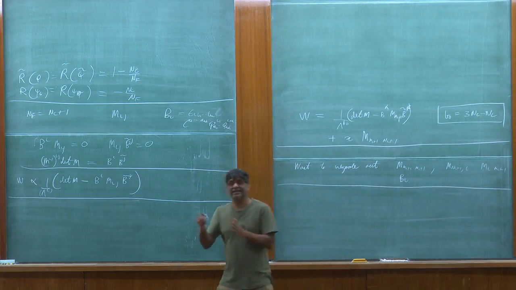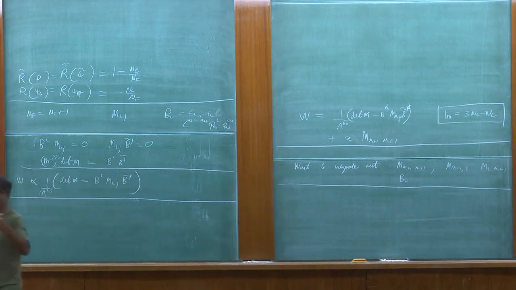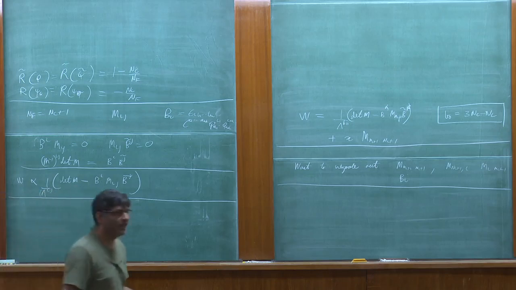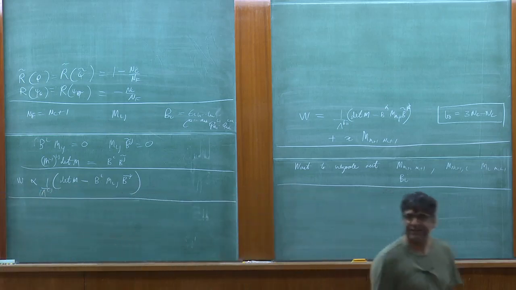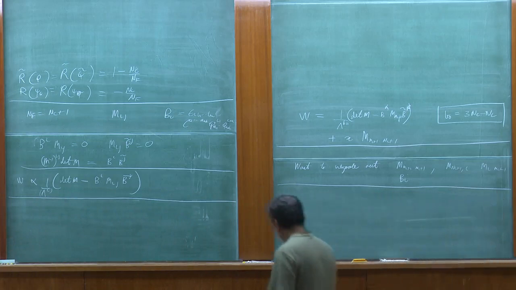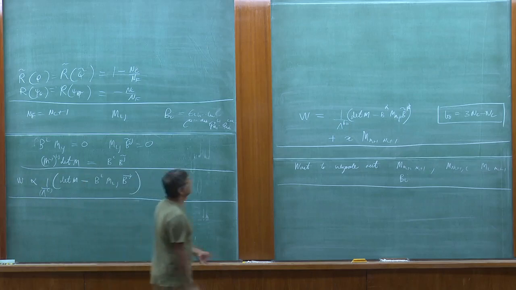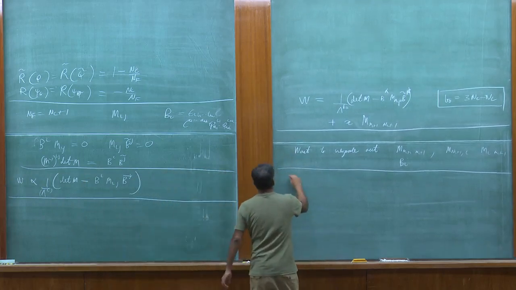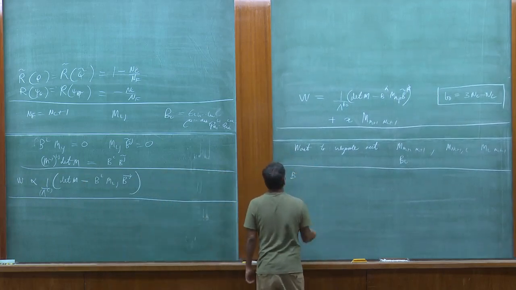I are the flavor indices going from 1 to Nc. What's the range of alpha? Alpha runs from 1 to Nc+1. Right? So alpha is a flavor index for the high energy theory, and I is a flavor index for the low energy theory. Okay? Excellent. So let's do the easy ones first. Let's do B_I.